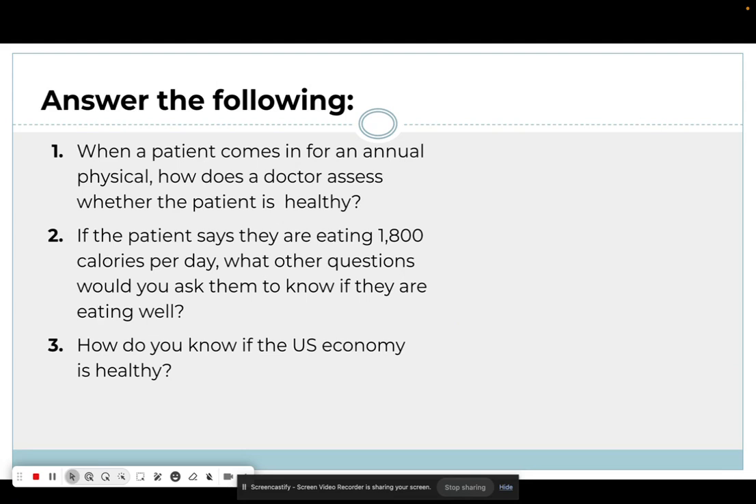I want you to answer the following on your student activity sheet. Go ahead and start thinking about these. This is your bell ringer day. Go ahead and pause me, and then I'll meet you on the next slide after you've recorded these.